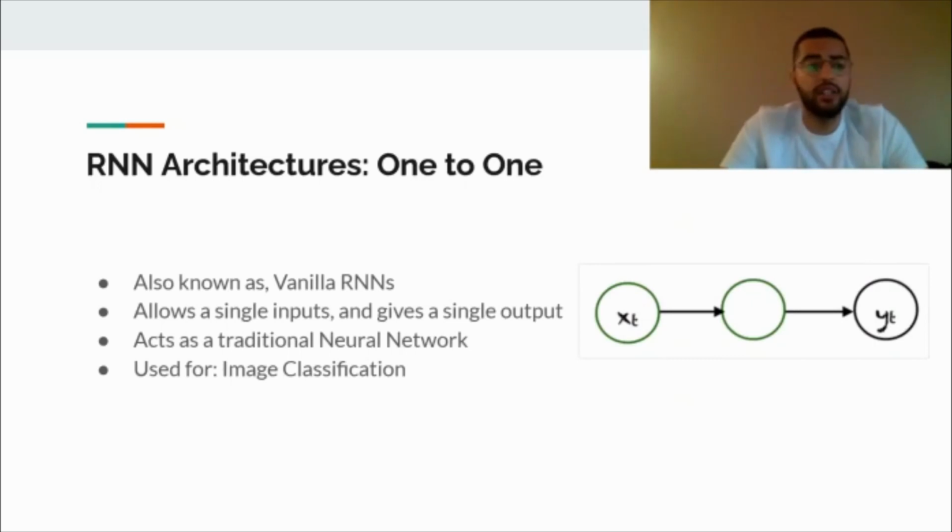Hey, so I'm going to be talking about recurrent neural network architectures. The first type we have is one-to-one, which is also known as the vanilla RNNs. They act as traditional neural networks, but they're actually recurrent neural networks. They allow a single input and give out a single output. So they can be used for image classification, for example. You can feed the network a picture of a couch and it's going to classify that it is a couch.